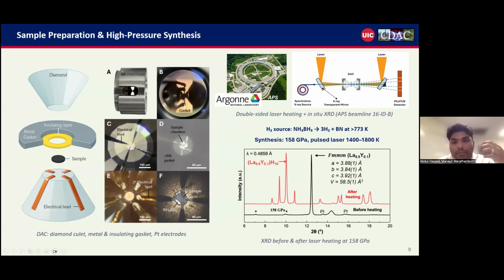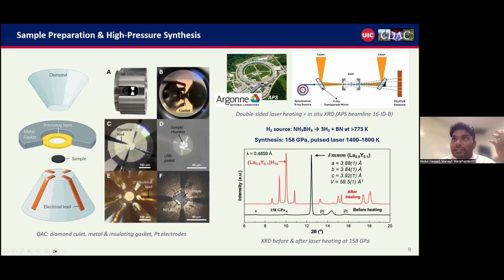The hydrogen source is ammonia borane, NH3BH3, which decomposes above 773 Kelvin to release hydrogen. It also serves as the pressure transmitting medium. We compress to 158 GPa in multiple steps, collecting the XRD at intermediate pressures to track the structural evolution of the alloy. Laser heating is performed at 16 IDB and 13 IDD of the Advanced Photon Source at Argonne National Lab. And you can see the experimental setup here.